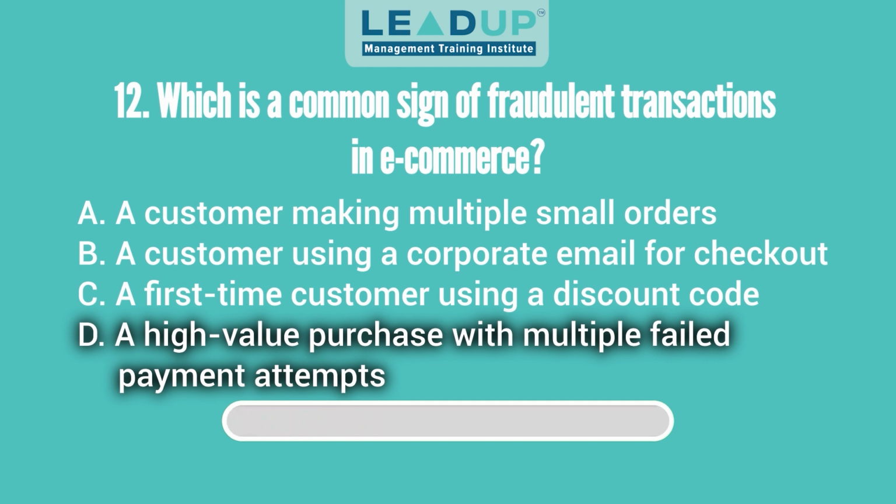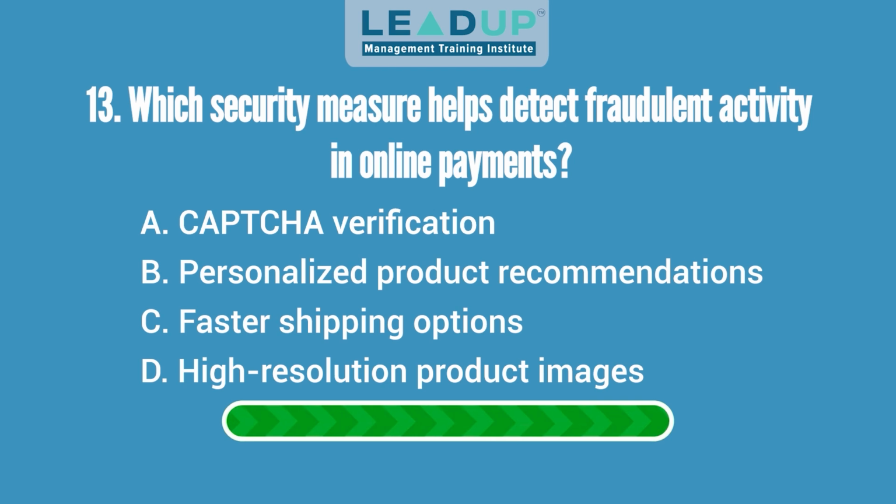Answer: a high-value purchase with multiple failed payment attempts. Question 13. Which security measure helps detect fraudulent activity in online payments? A. CAPTCHA verification. B. Personalized product recommendations. C. Faster shipping options. And D. High-resolution product images.